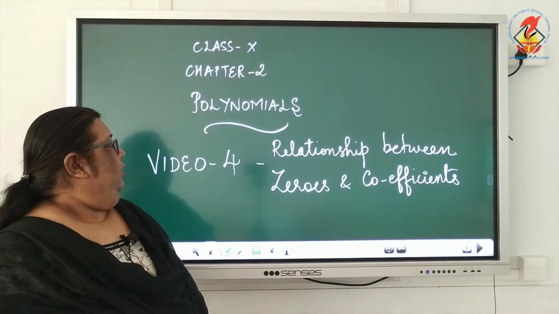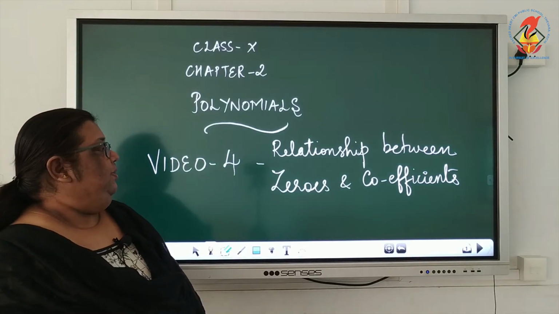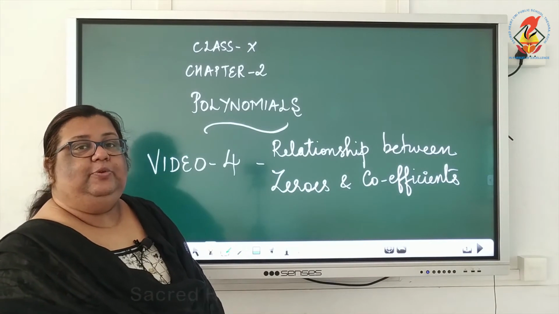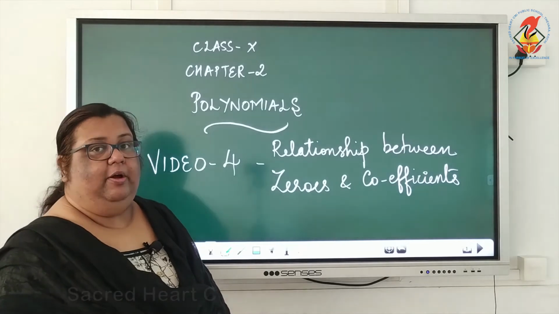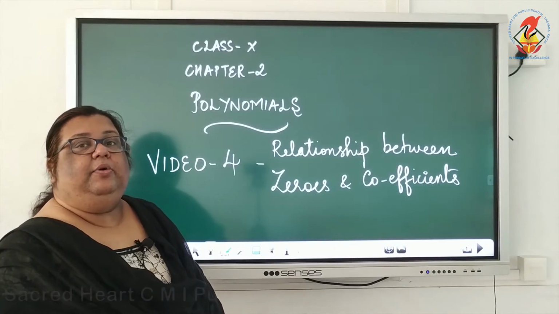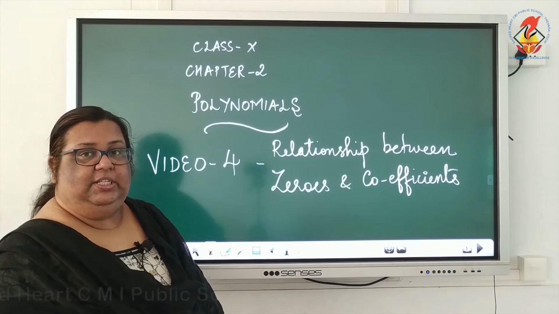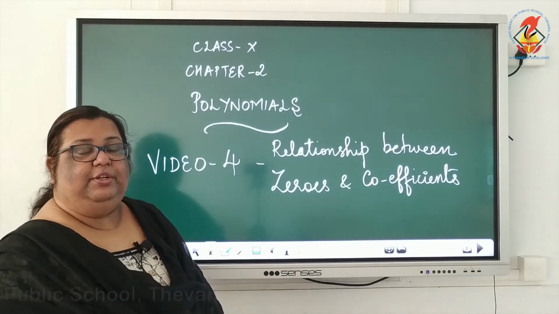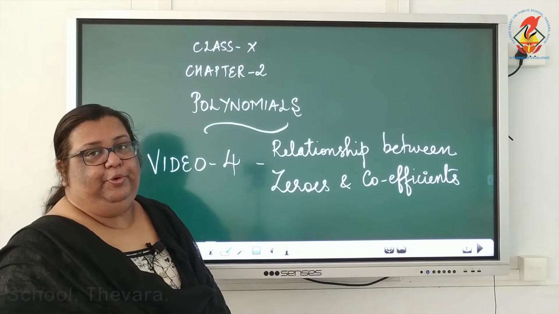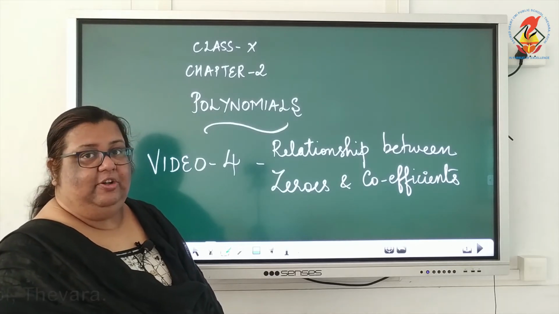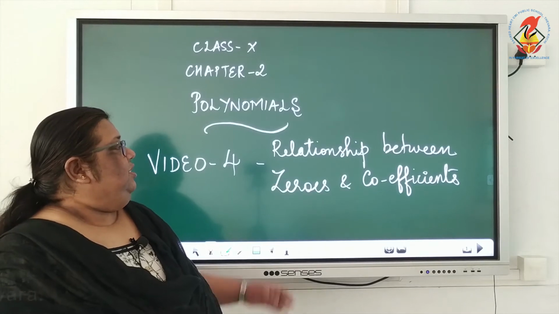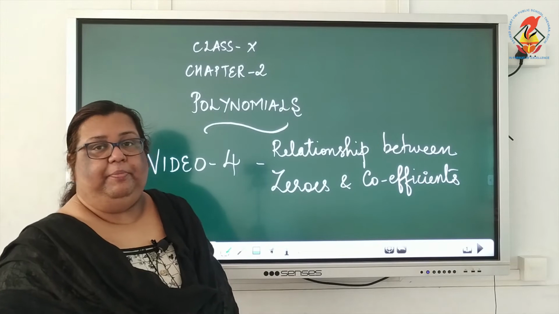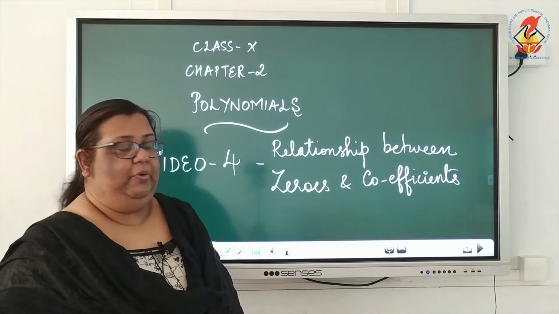Children, now we learned about the relationship between the zeros and the coefficients. Zeros means solutions of the polynomial, and a quadratic polynomial is ax square plus bx plus c. A is the coefficient of x square, b is the coefficient of x, and c is a constant term. There is a relationship between zeros and the coefficients of the polynomial. We will learn more about it.